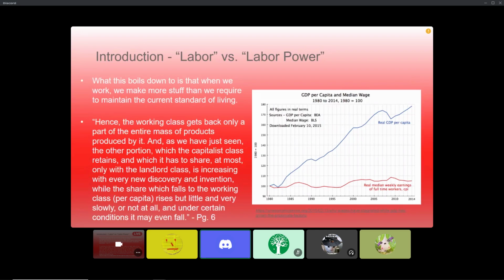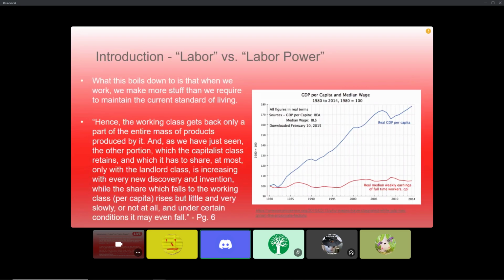"Hence the working class gets back only a part of the entire mass of products produced by it." Like, everything we have in today's world is produced by working people working. "And as we have just seen, the other portion which the capitalist class retains, and which it has to share at most with the landlord class, is increasing with every new discovery and invention." Nowadays, I can't help but think of ChatGPT and what that's going to do for this whole situation. "While the share which falls to the working class per capita rises but little and very slowly or not at all, and under certain conditions it may even fall."